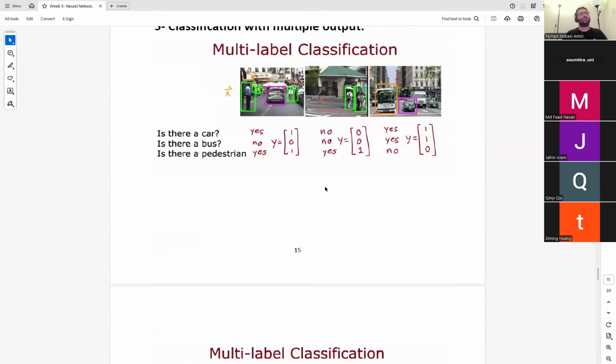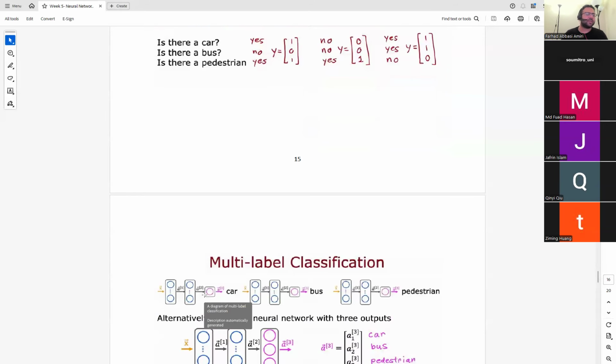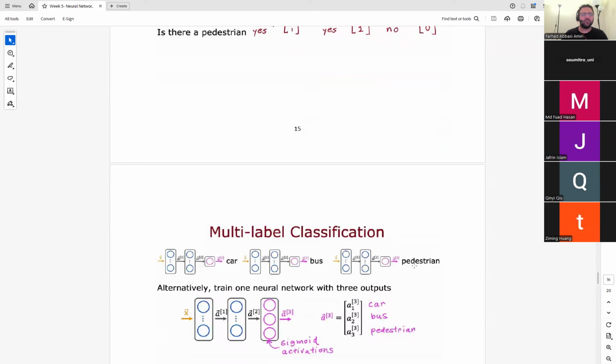And then the neural network for multi-label classification could be something like this. We can create three small neural networks, one binary classification for car. This A shows the probability of the image being car or not car. This one is for whether a bus exists in the image or not. The third neural network shows the probability that a pedestrian exists in the image or not.